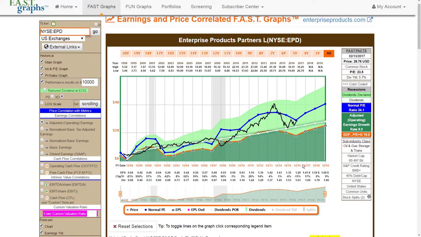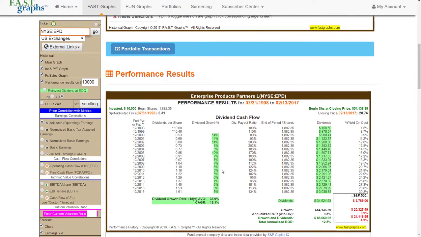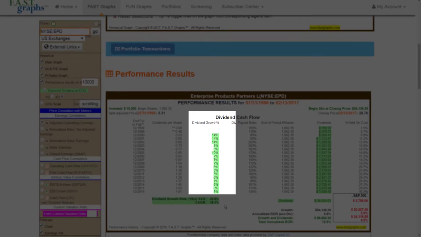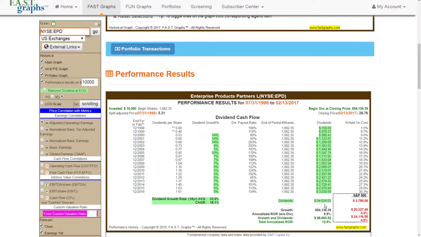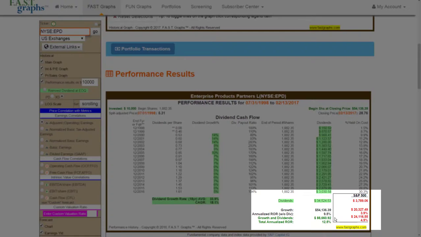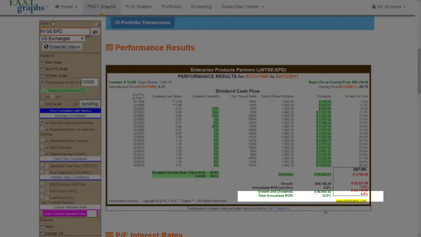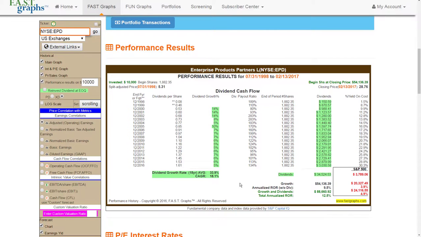but you have to look at the gross amount. As you can see, Enterprise Partners increased their dividend at a very high rate. They generated a significant amount of total cumulative dividends. Their capital appreciation was superior to the S&P 500, as well as their total annualized rate of return. So even though these companies are very dilutive and their capital structures are complex, they can be very excellent investments over time.